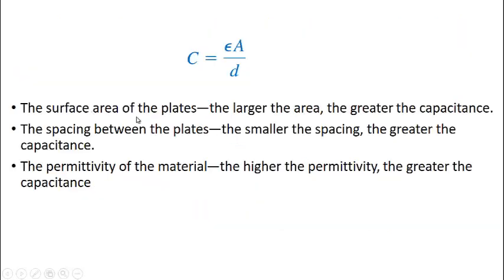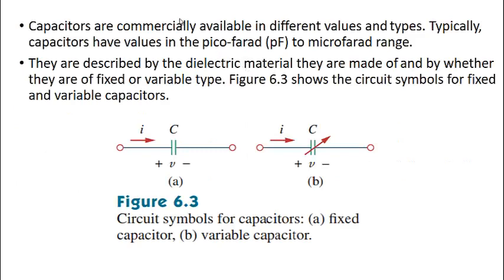The surface area of the plates is the first factor, that is A. The larger the area, the greater the capacitance. The greater the permittivity of the dielectric material, the greater the capacitance. The lesser the distance between the plates, the greater the capacitance. Or it may be the other way around: if you decrease the area, the capacitance will decrease, and similarly for the other factors.